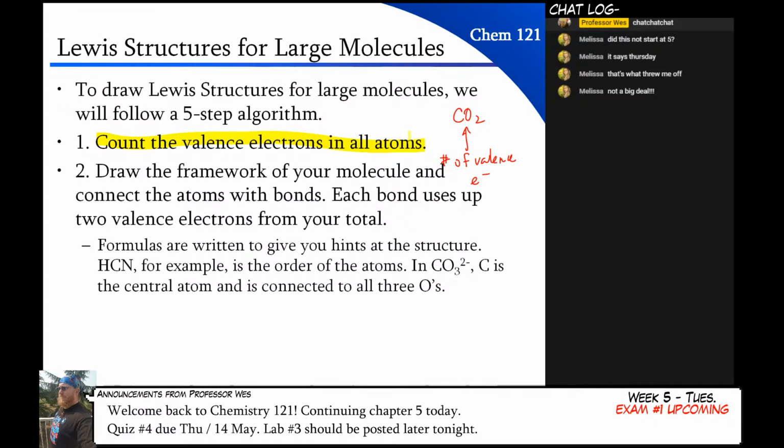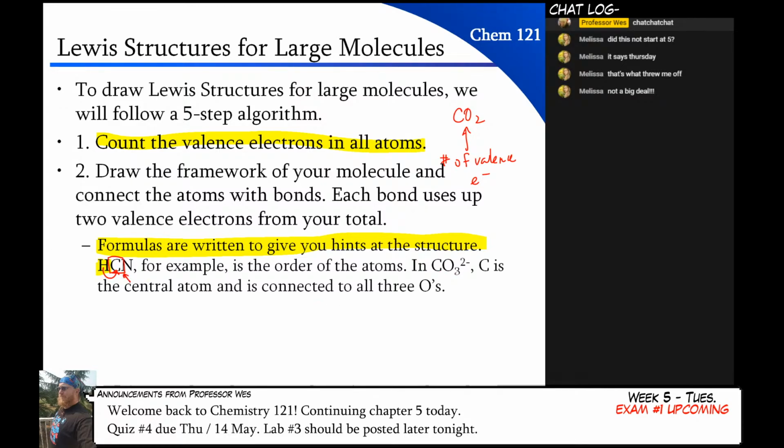Now, there are some caveats for that, and those caveats are written in the formulas. So, when you look at the formula of something, if H comes first, then the second letter is going to be the atom that goes in the center. So this right here will be my central atom.